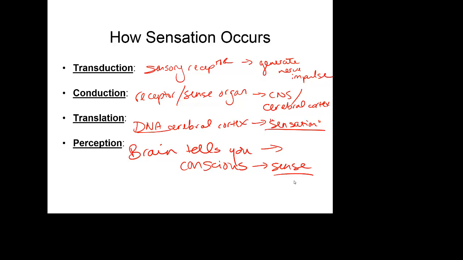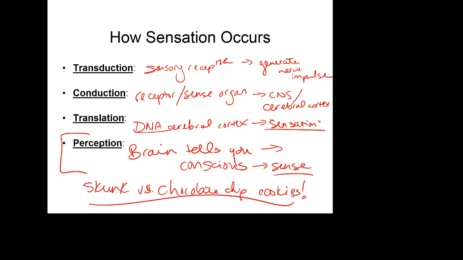So this is where you get the difference between skunk versus chocolate chip cookies. That's a very important distinction. But for us, we don't know anything about it as far as a conscious awareness of that stimulus until this very last step. Everything else is chemical and electrical.